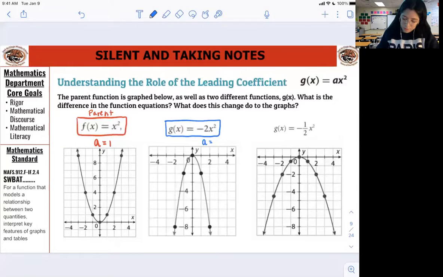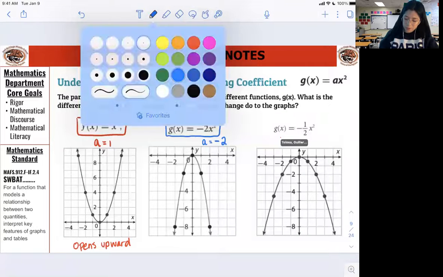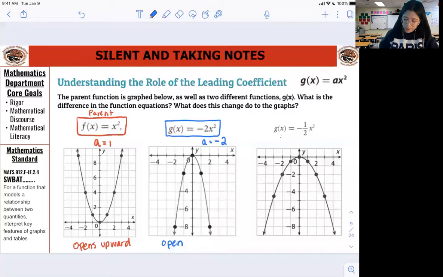-2. -2. And what does that seem to do? What happens here? Yeah, so it's negative, and when it's negative, the whole parabola, the whole graph, goes from being a happy, smiley face to a sad, frowny face. So remember what we said before. Parent function opens upward. And in this case, we're opening downward.